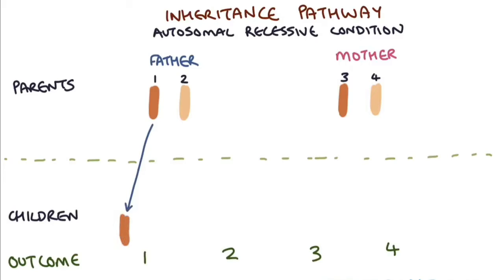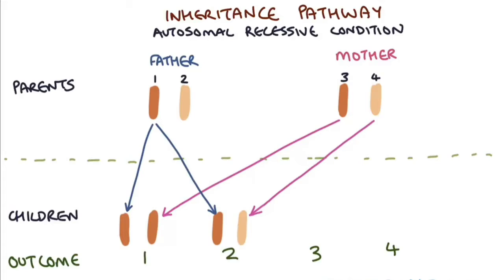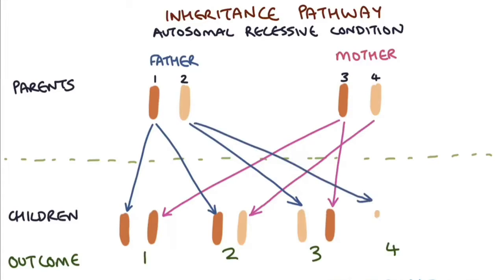Outcome 1 is copy 1 from the father and copy 3 from the mother. Outcome 2 is copy 1 from the father and copy 4 from the mother. Outcome 3 is copy 2 from the father and copy 3 from the mother. And outcome 4 is copy 2 from the father and copy 4 from the mother. So let's say copy 1 and copy 3 are the autosomal recessive disease genes, and copy 2 and copy 4 are normal genes. So outcome 1 has 2 copies of the gene that codes for the disease, and therefore this person would have the disease.